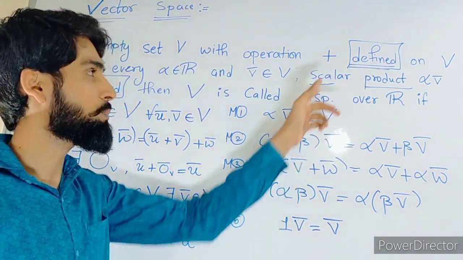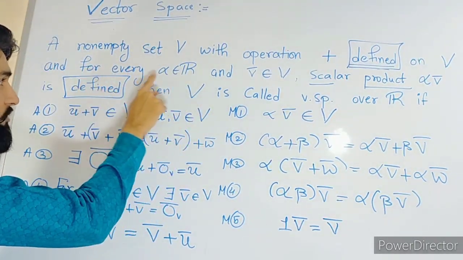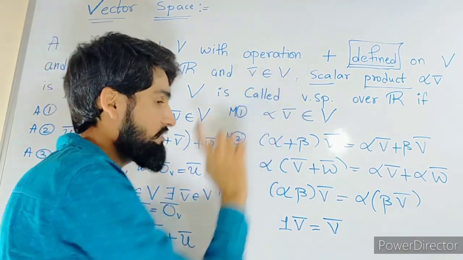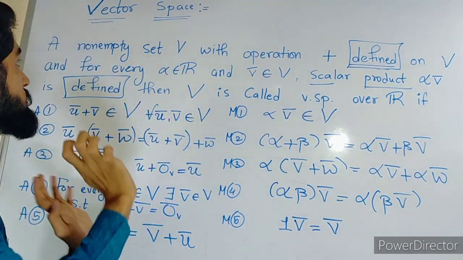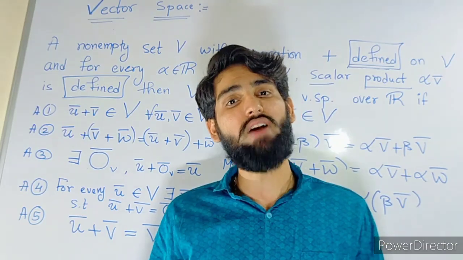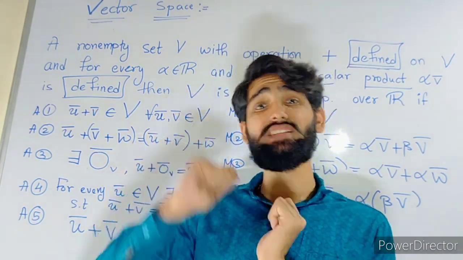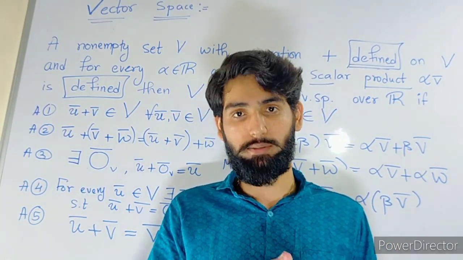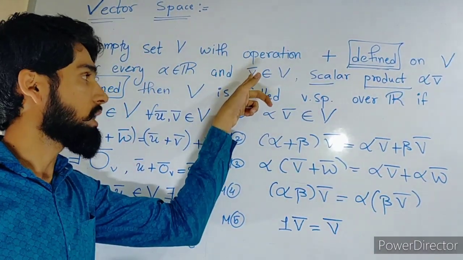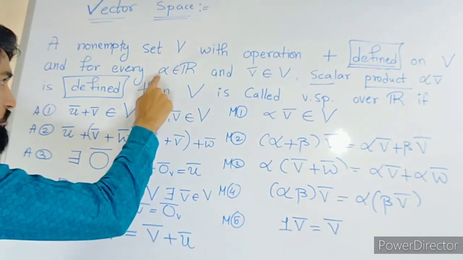If you have defined the operation plus on a non-empty set, and for every alpha, a real number, and any V bar inside V. Let me pause this definition for a few seconds and tell you one thing. The elements of R will be called scalars and the elements of V, the non-empty set, will be called vectors. For vectors, we prefer to write bars, the way we write V bar is an element of V. So let us resume the definition.